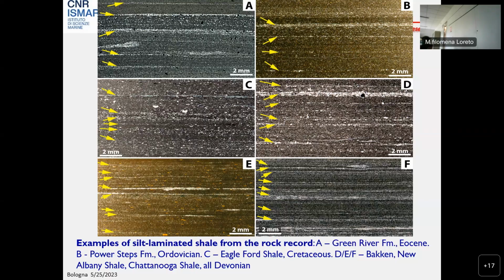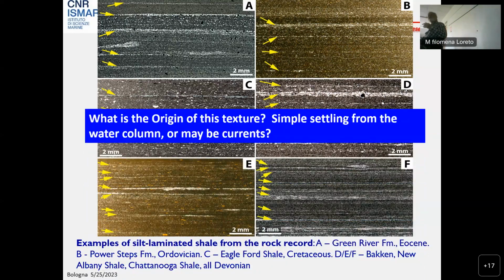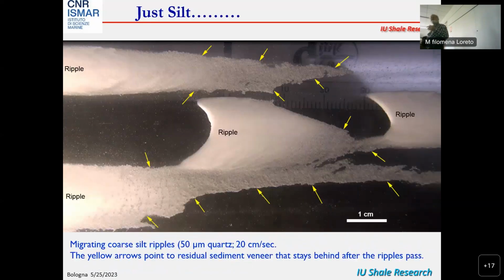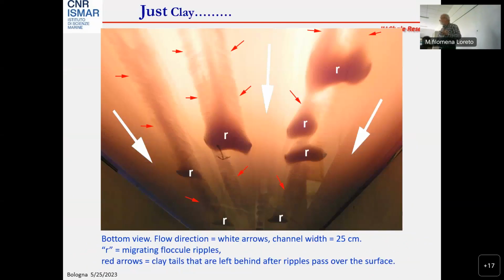In reality, be careful a little bit, and this bothered me long before we got those experiments done. You see these little lenses here, thickening and thinning and so forth. To me, that's microscopic ripples. And so what we did is some experiments to see how we can make this kind of texture. We know that if it's just silt and we let it migrate, we get thin silt veneers left on the flume. If we do clay, we get a thin veneer of clay behind each ripple as it migrates.